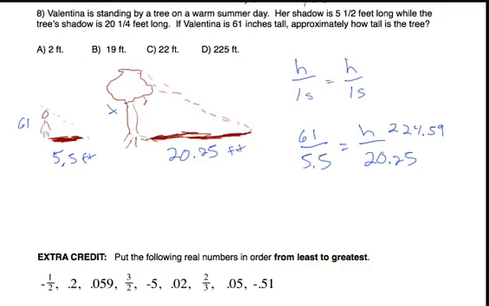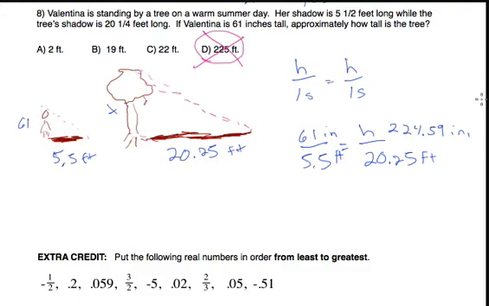All right, we're working quickly because we want to get through this quickly. And so we circle D, 225 feet. And if you said that, you would be wrong. I'm sure most of you are disappointed right now. Why? Because what is the unit that we used for height? Valentina is 61 inches. Height in inches to feet. So this is 224.59 inches.